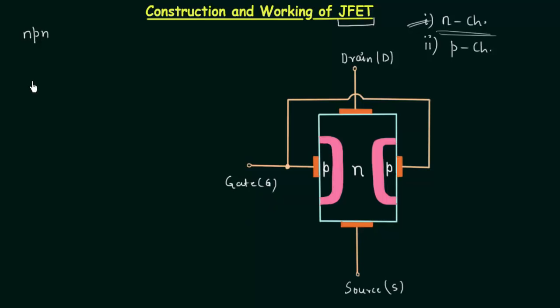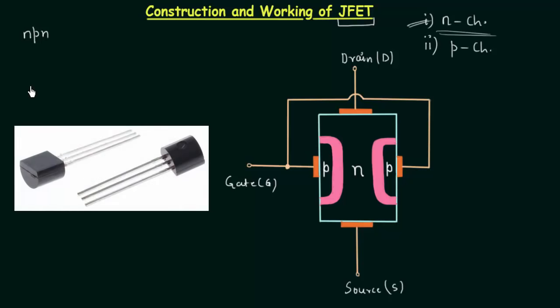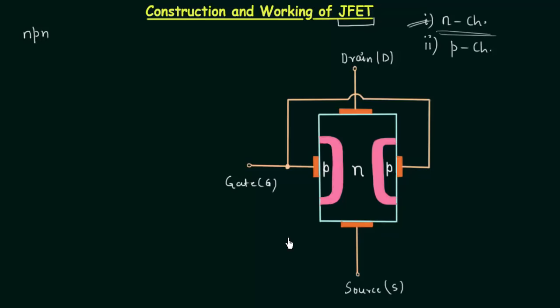JFET is a three terminal device. Like BJT, JFET is also a three terminal device. When you see the physical structure of JFET, you will find it has three legs like BJT, and the construction is the same as BJT. In case of junction field effect transistors, there are two PN junctions. The first PN junction is formed between this P-type material and the N-type material, and the second PN junction is formed between this P-type material and the N-type material.